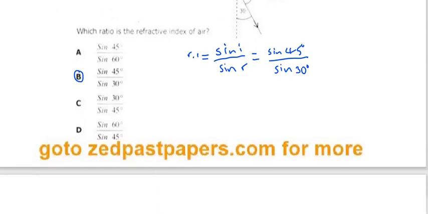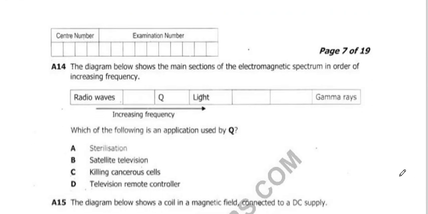And we can move on to question number 14. Question 14 says the diagram below shows the main sections of the electromagnetic spectrum in order of increasing frequency. We've got radio waves, we've got dash, Q, light, dash, dash, gamma rays. So the question is not asking us to identify anything. It's actually just asking us to name the application of Q. So what is Q? Q is simply infrared.